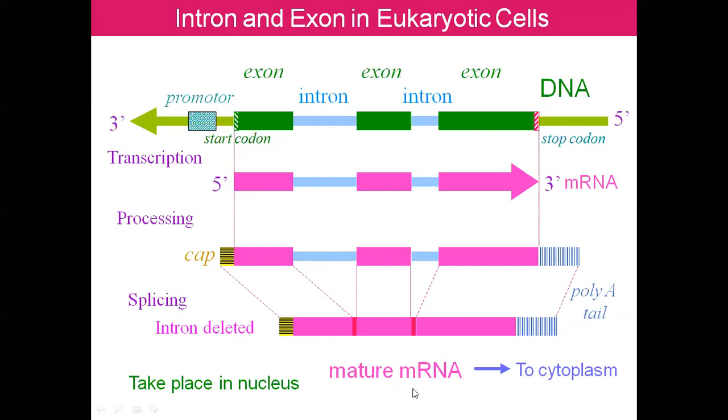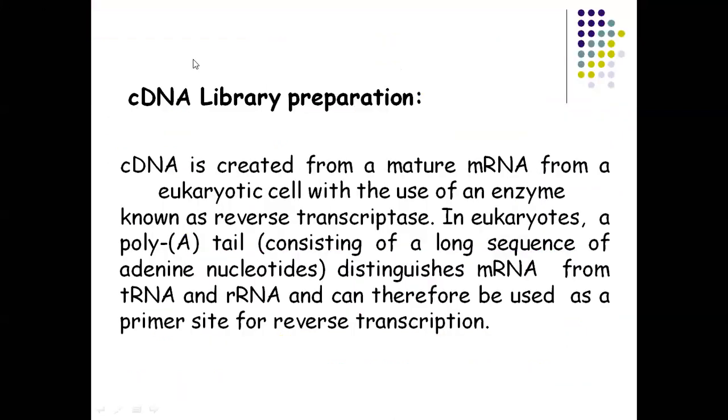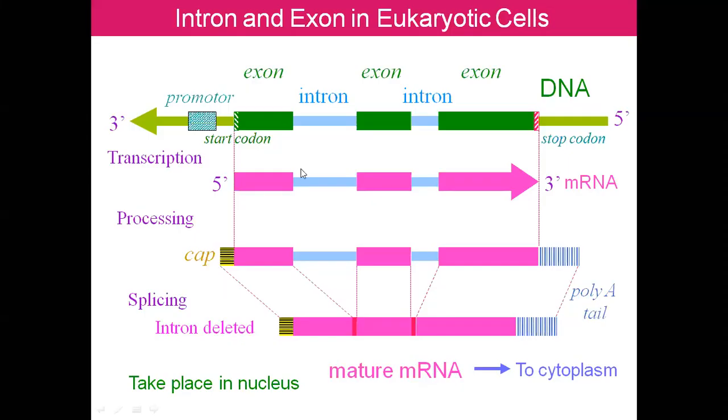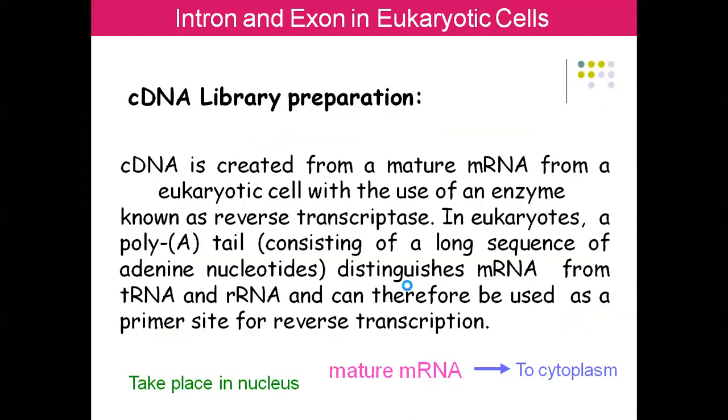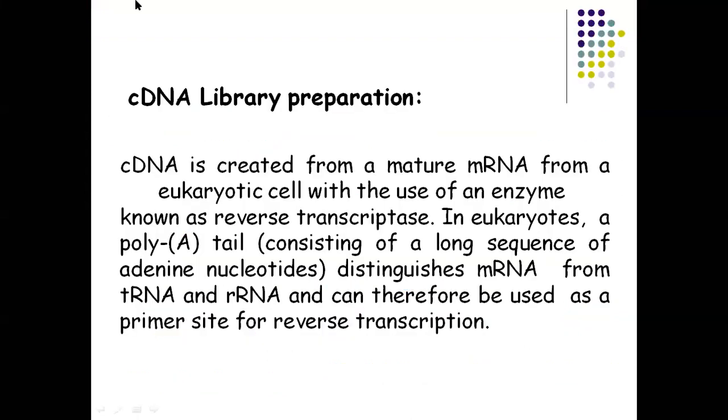And then we have mature mRNA, which goes to the cytoplasm. This whole process of splicing of mRNA takes place inside the nucleus, and once we have mature mRNA, it goes to the cytoplasm. I hope I have made it very clear, as I did in our first and second semester as well. This is the diagrammatic representation of the formation of mature RNA. Just a revision over here.